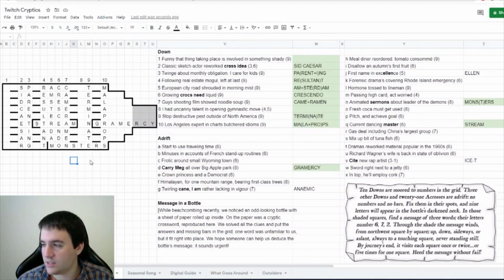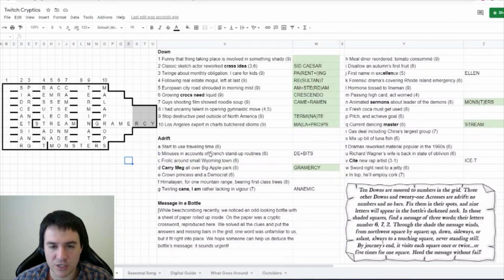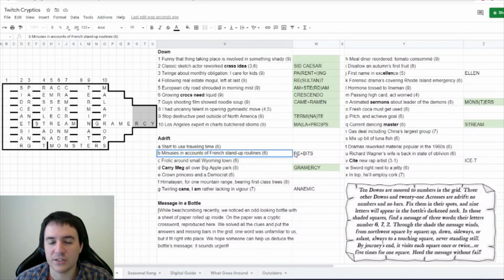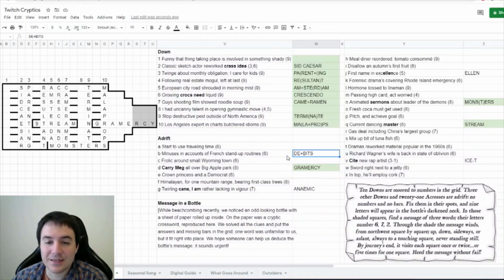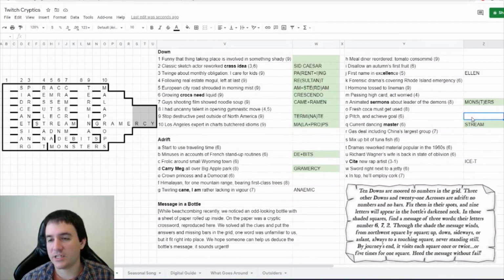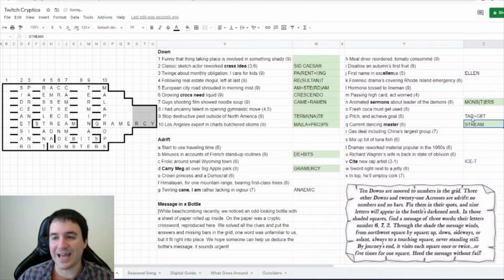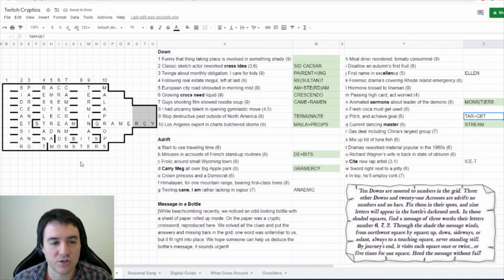The rammer says debits. Was that for B, I think? Minuses in accounts is the definition. Of in French is de, D-E, and stand-up routines are bits. And Sean also found P could be target. Pitch and achieve goal. So yeah, pitch is tar, and achieve is get. And the target is the goal.